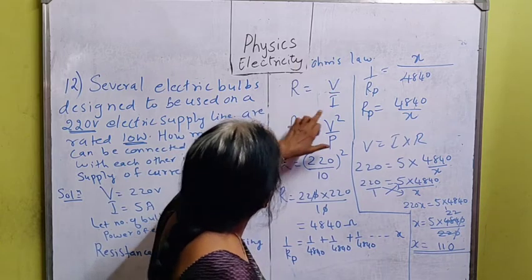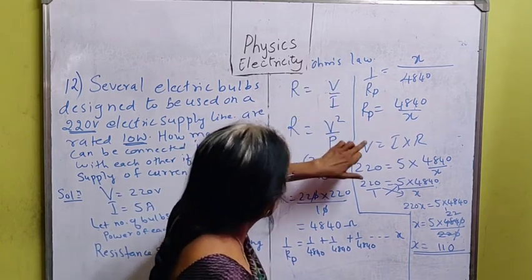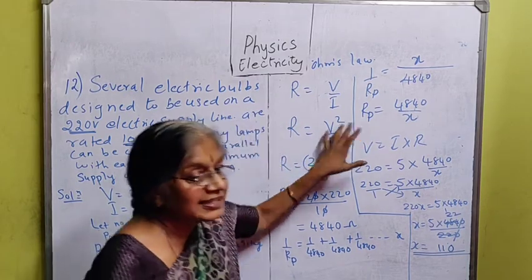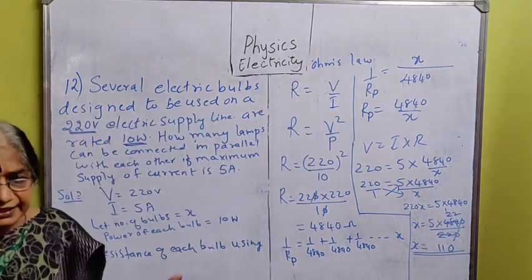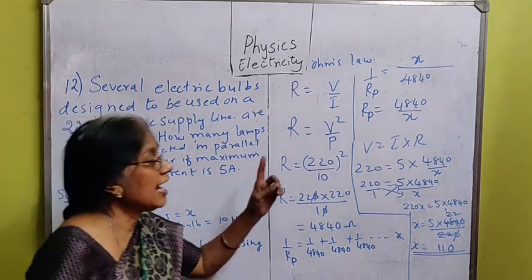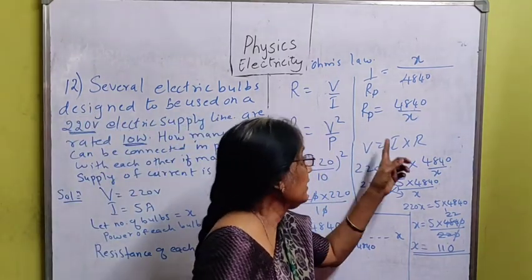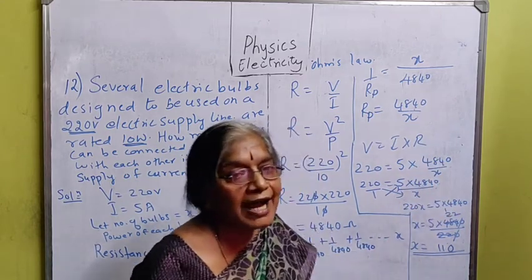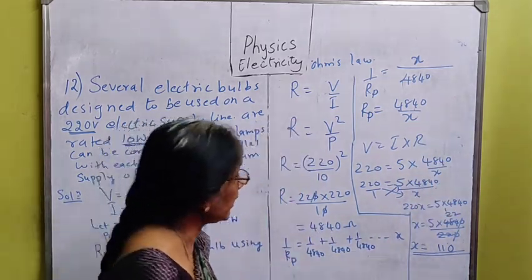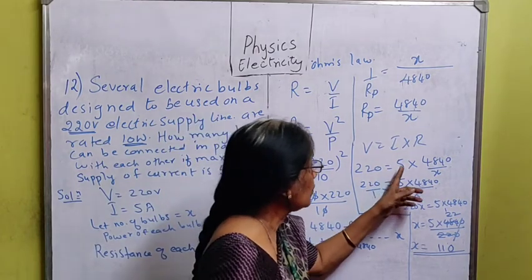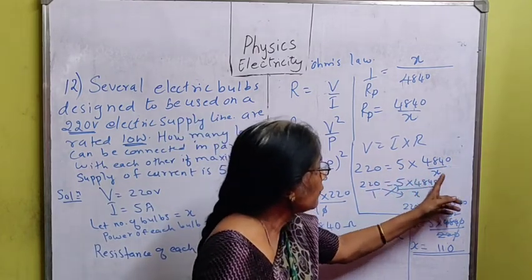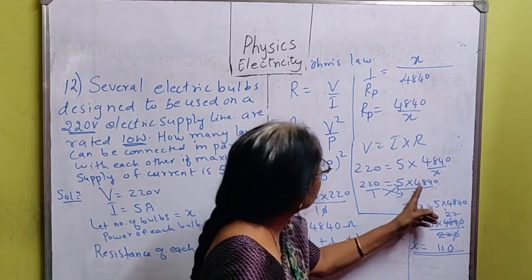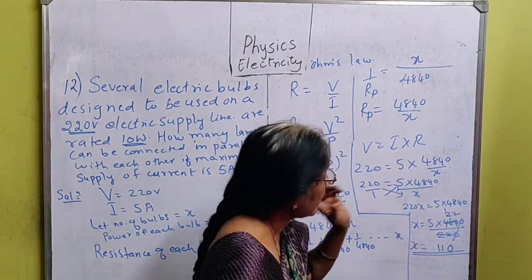Now, again we go to R is equal to V by I, so we can take V is equal to I into R. That is, potential difference is nothing but the product of current and resistance. We have the potential difference, we have the current and we have the resistance, in which x will give the value of how many bulbs we are going to take. So 220 is equal to 5 into 4840 by x. So 220 is equal to 5 into 4840 whole divided by x.